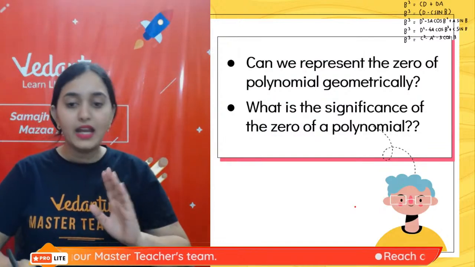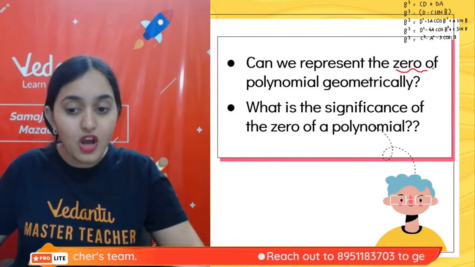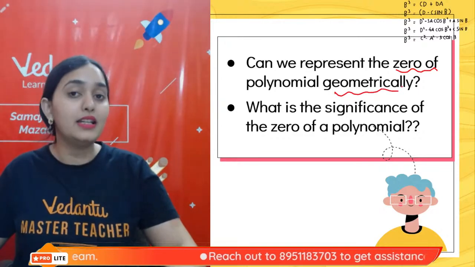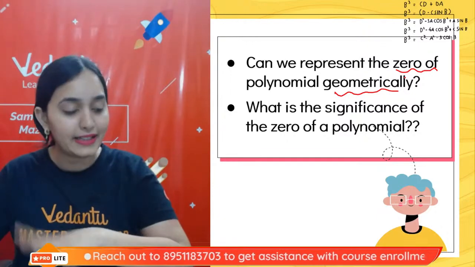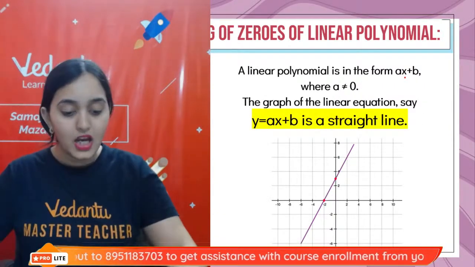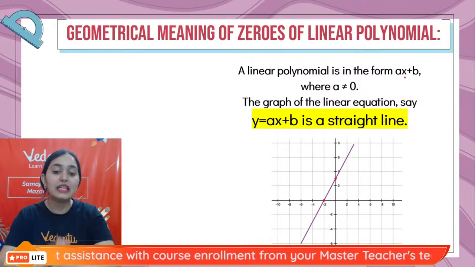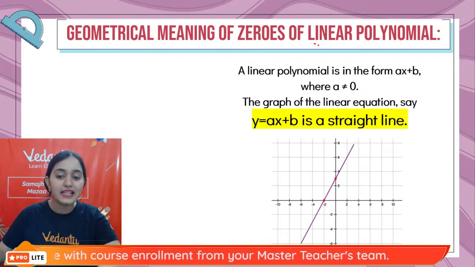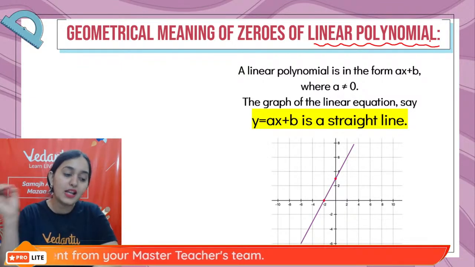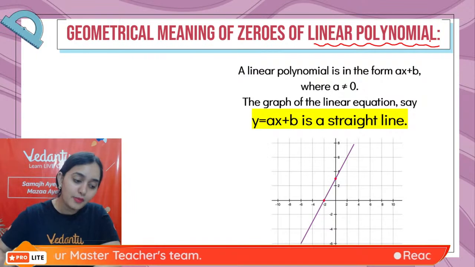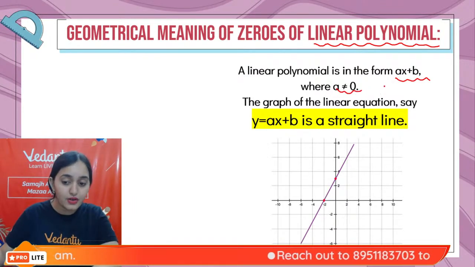Now, let's learn how we can represent the zeros of a polynomial geometrically, graphically, and what is the significance of it. Ready? Let's start. So first of all, we are going to learn about the geometrical meaning of zeros of a linear polynomial. What is a linear polynomial? A linear polynomial is a polynomial in the form of ax plus b where a is not equal to 0.